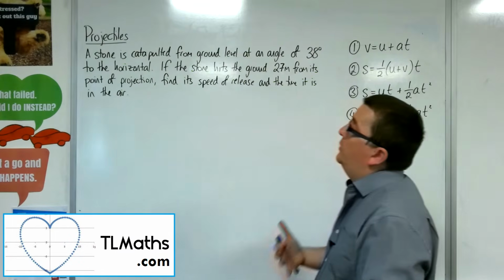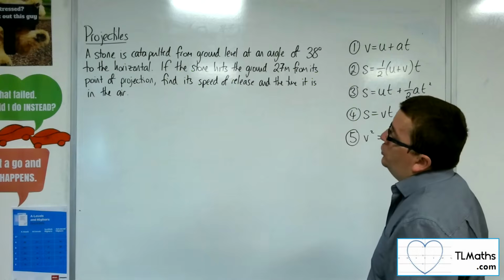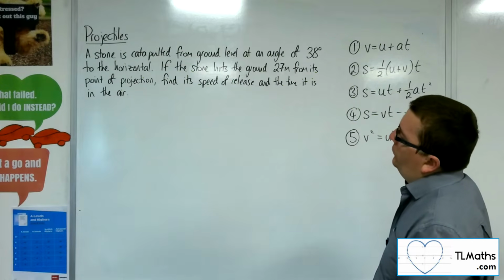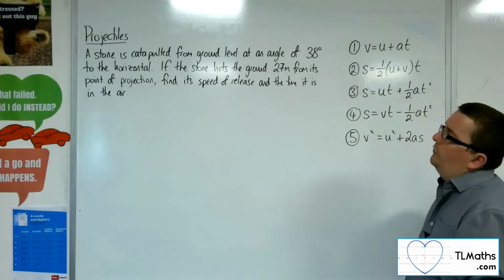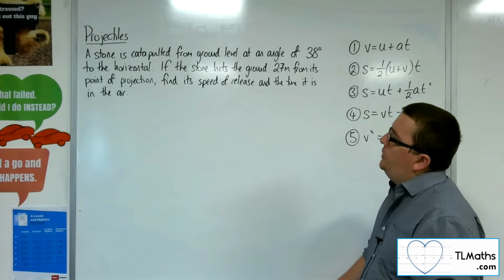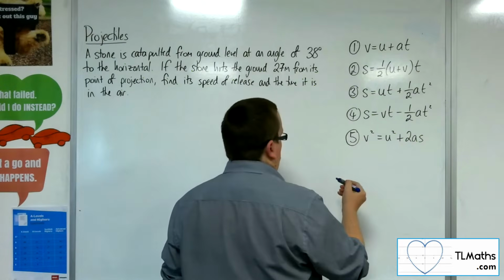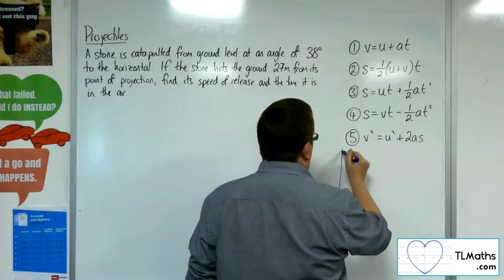In this problem, we've got a stone that's catapulted from ground level at an angle of 38 degrees to the horizontal. If the stone hits the ground 27 meters from its point of projection, find its speed of release and the time it is in the air. Okay, so let's draw a little diagram just to visualize what's going on here.